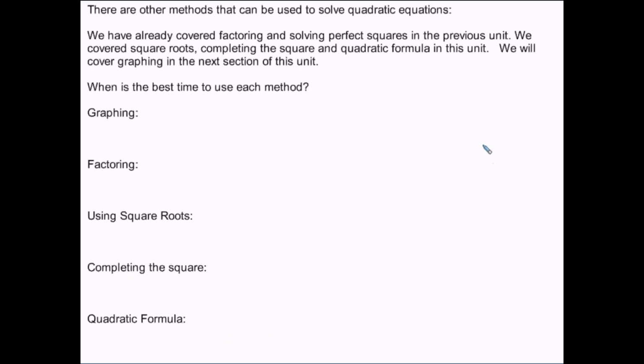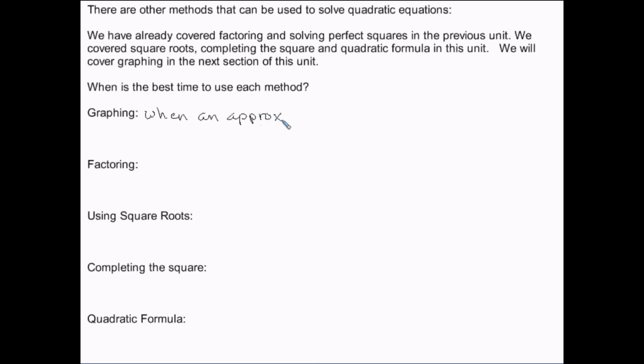Okay, so I mentioned at the beginning of this video that there are other ways to solve quadratic equations. In our last unit in my class, we did factoring and solving perfect squares. In the beginning of this unit, we've covered square roots, completing the square, and now the quadratic formula. And we're going to cover graphing in the next section. But you need to know when is the best time to use each method. Well, when it comes to graphing, use graphing when an approximate answer is okay.